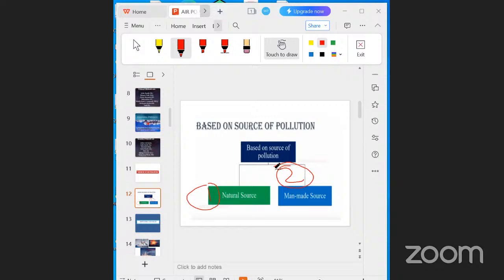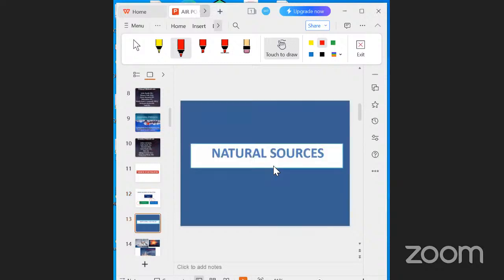So natural sources means these are caused by natural reasons. Natural reasons means volcanic eruptions and wildfires and forest fires, right? So these are the natural.